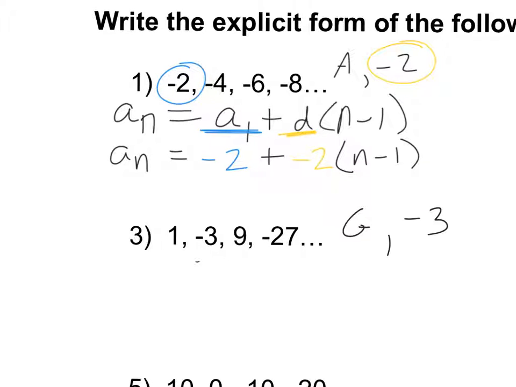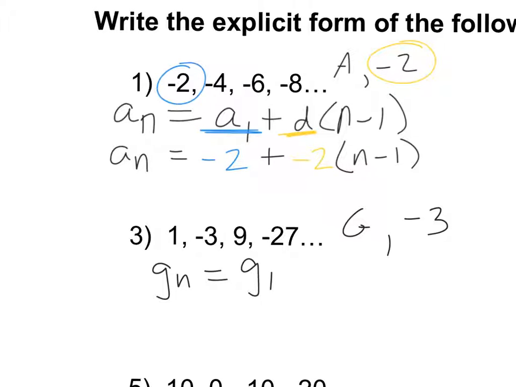So now my explicit formula is not an A sub n anymore. It's a G sub n. It stands for geometric, but it's still a sub n. Still the first term in my sequence. What's the first term in my sequence? Okay, now I'm going to write just the regular old formula first, so hang on one second.